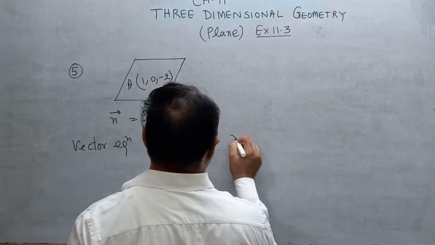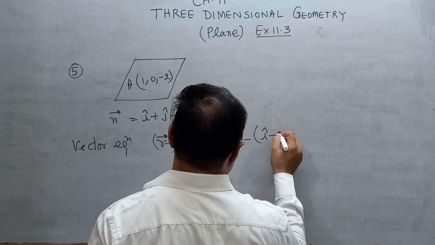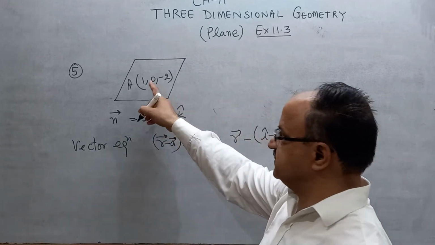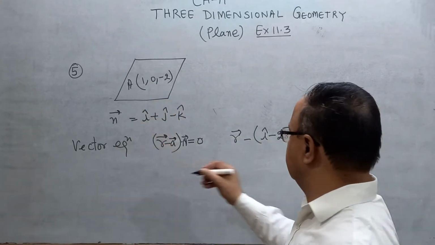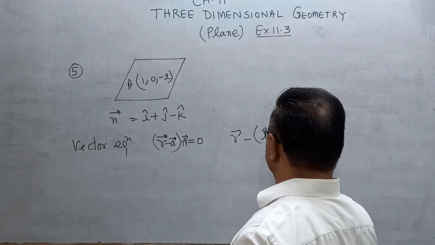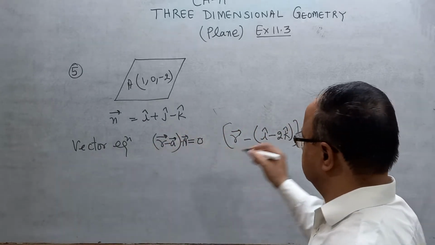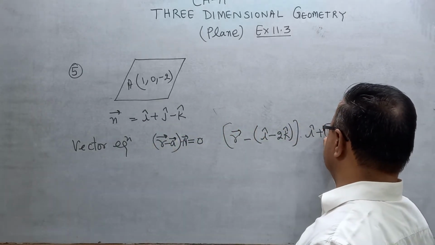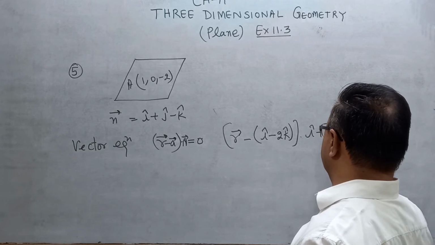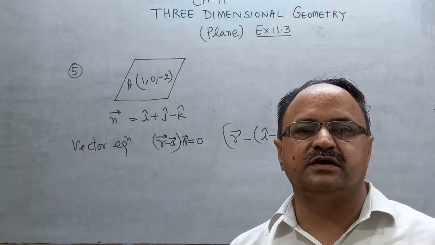Therefore, vector r minus vector a, where with the help of this point, vector a is i cap minus 2 k cap, dot n vector, that is i cap plus j cap minus k cap, is equal to 0. This is the answer in the vector form.